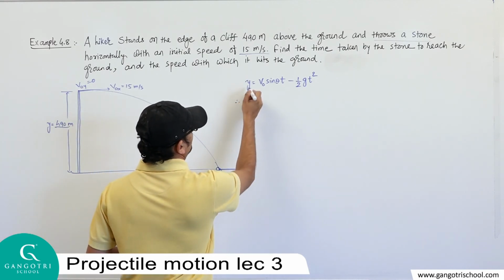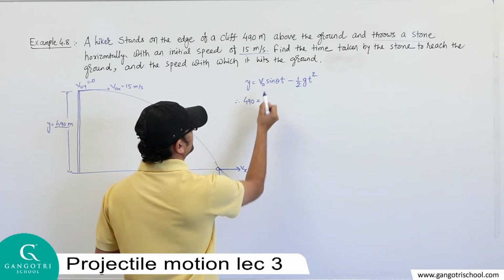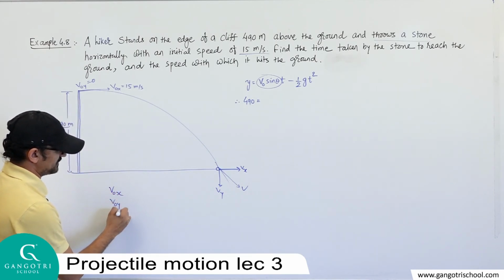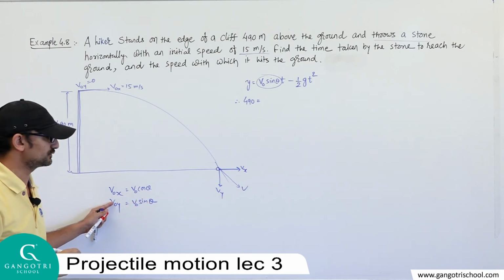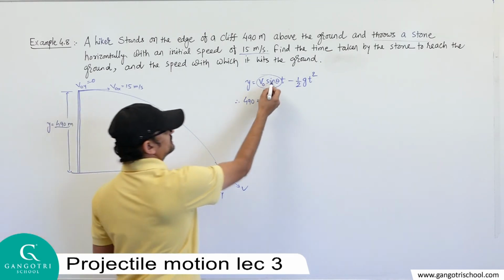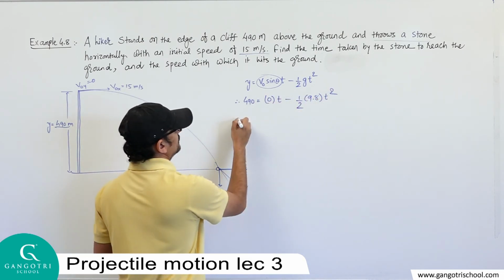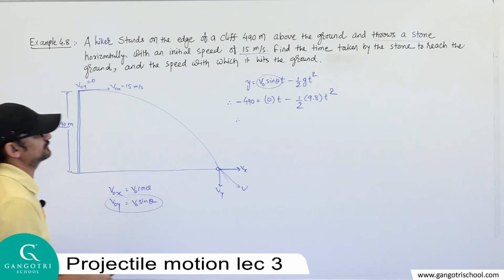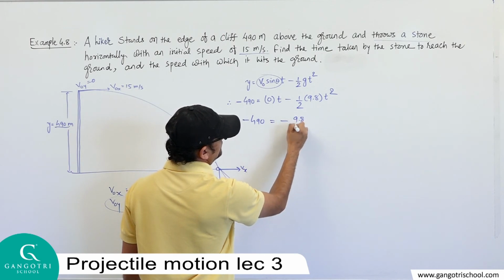Now y displacement 490 meters is equal to v0 sin theta. We know that in projectile motion, v0x is v0 cos theta and v0y is v0 sin theta, the initial components of the velocity. But as observed from the diagram, the y component of the initial velocity, v0 sin theta, is 0. So this is 0 into t minus 1/2 g, 9.8, t square. Actually, we should write minus 490 because the downward displacement is negative. So minus 490 is equal to, this term is 0, minus 9.8 by 2 t square.